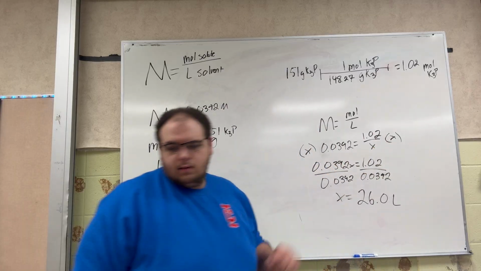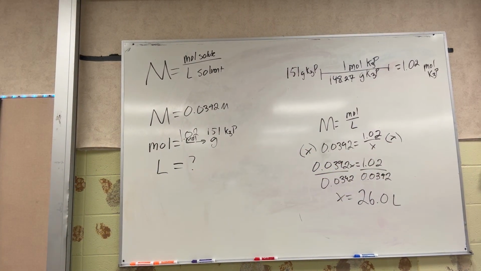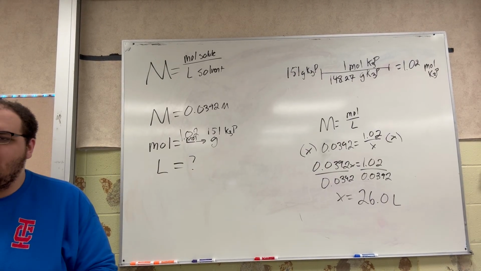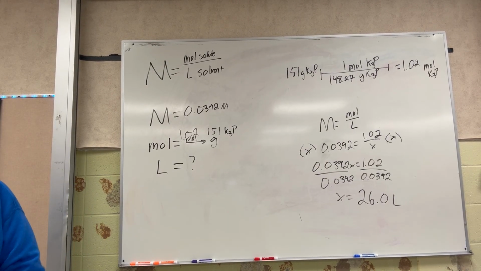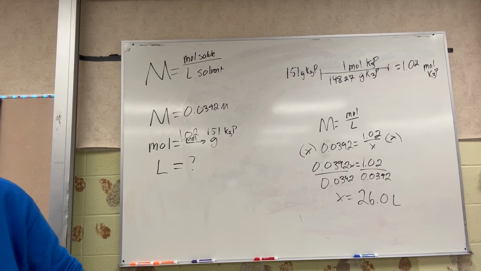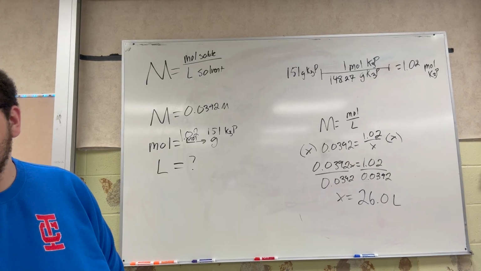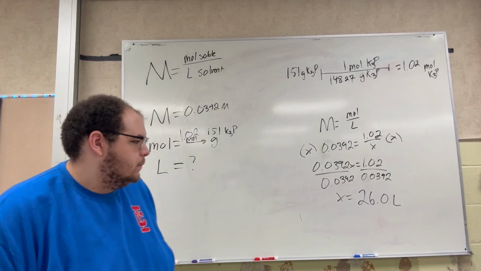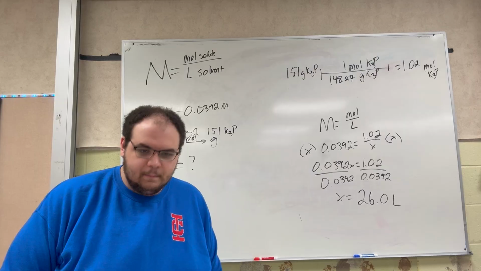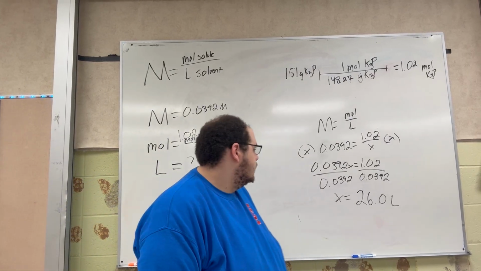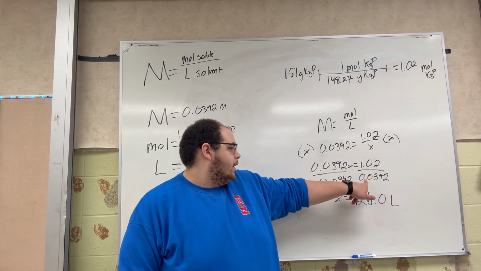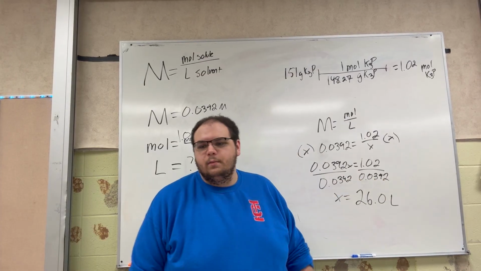Multiply both sides by x. And I got 26.0 liters. It makes sense now that you solved it. We good? Do we feel like we need to do another one? Wait, I thought we were supposed to solve for volume. Liters is the unit for volume. What'd you type in to get the 26? 1.02 divided by 0.0392.